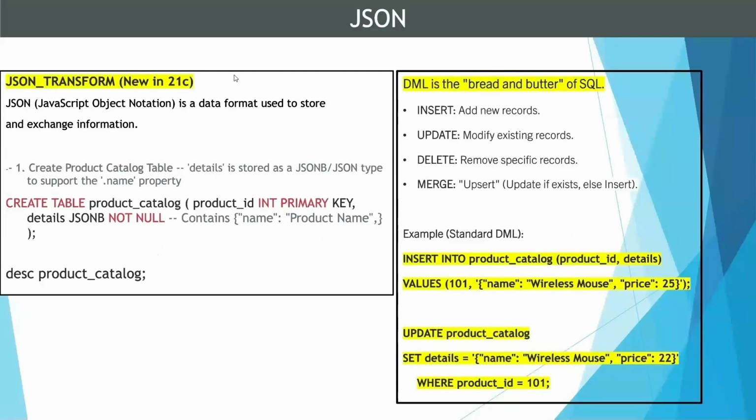Okay, JSON transform, it's new in 21c. JSON is JavaScript Object Notation. It is a data format used to store and exchange information. So here is the create table for the JSON, with the JSON word, and it contains name, product, and many other things. And after creating the table, we can use this description of product catalog.